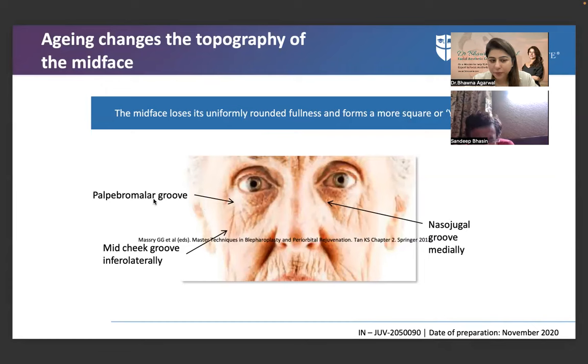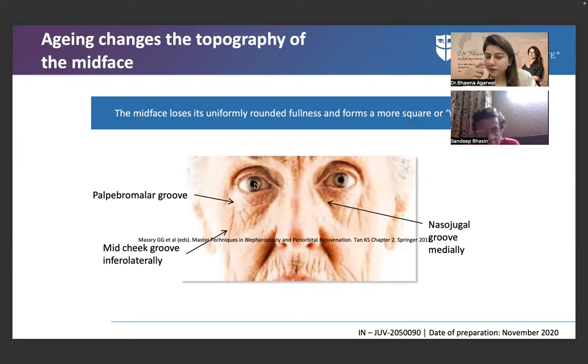The palpebromalar groove is over here, and the nasojugal groove medially. These grooves are caused by the descent of the fat pads. Because of anterior descent, the middle of the face becomes heavier and the grooves become more prominent.